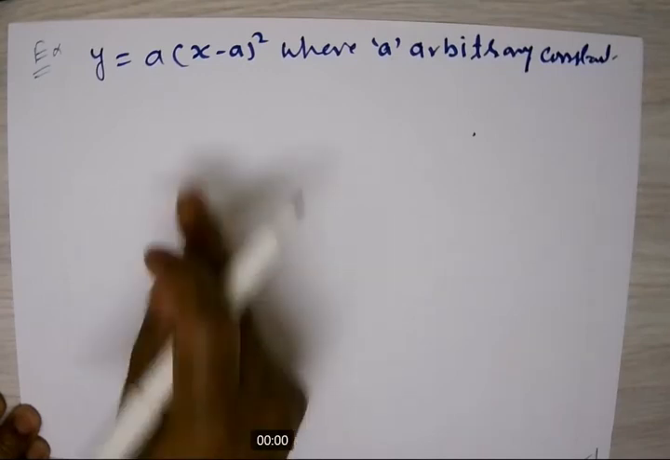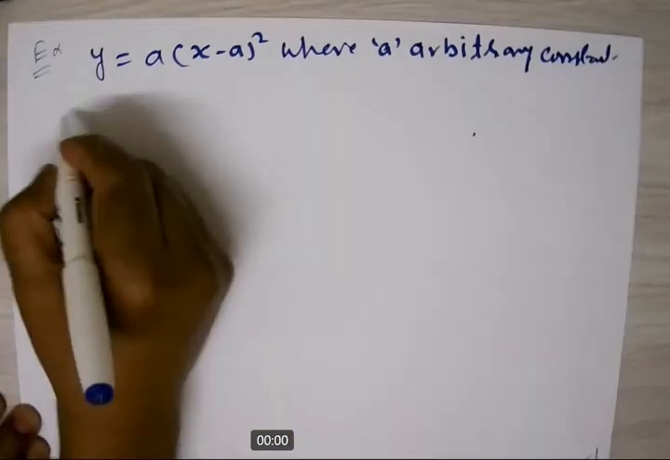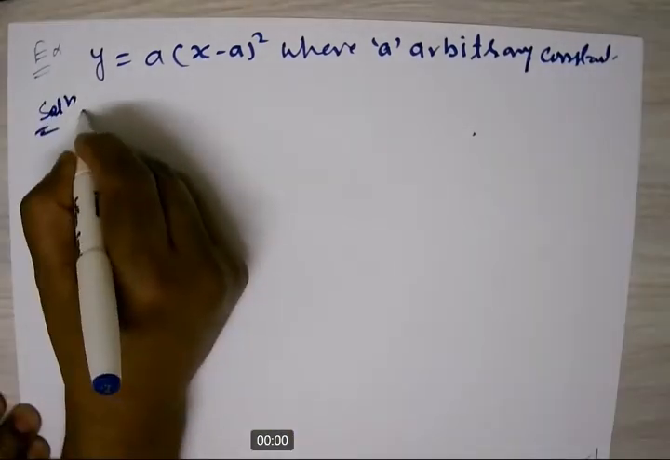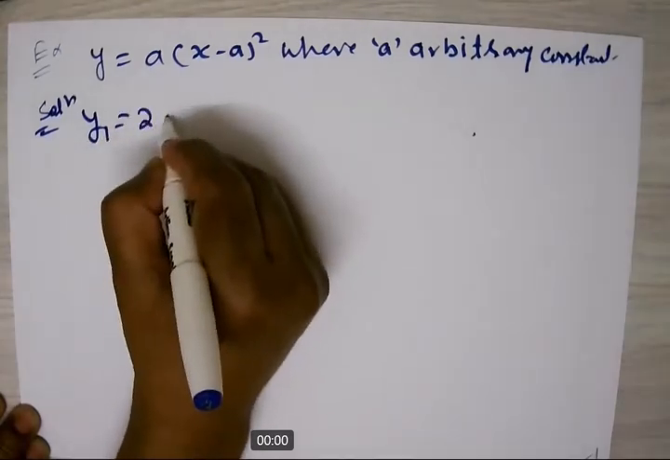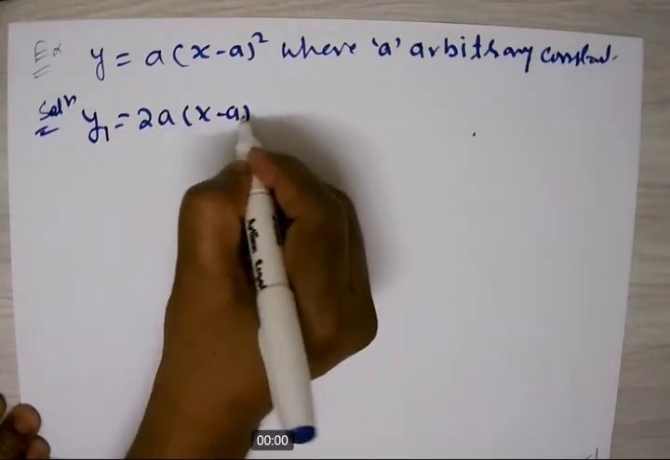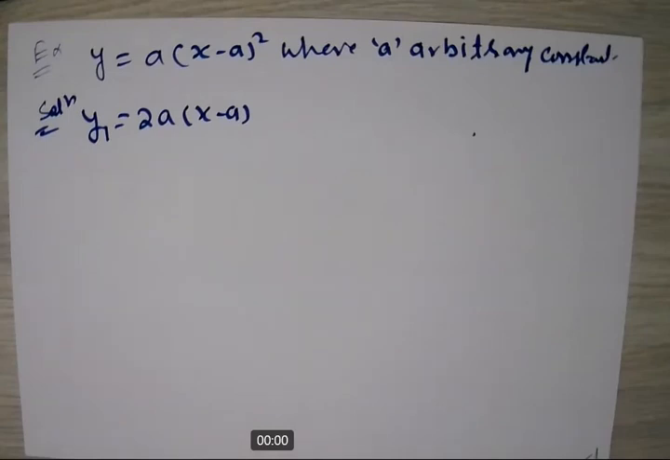So how many times do you have to differentiate? One time. So now I am going to solve it. y1 is equal to 2a(x − a). See that one, y1 is equal to 2a(x − a). Now the derivative process is finished.